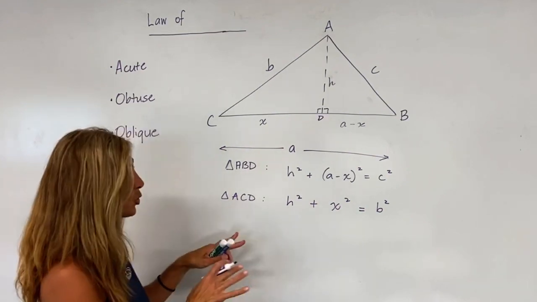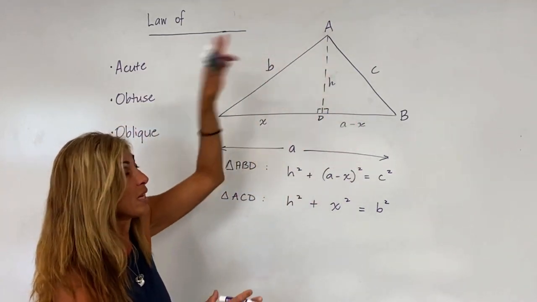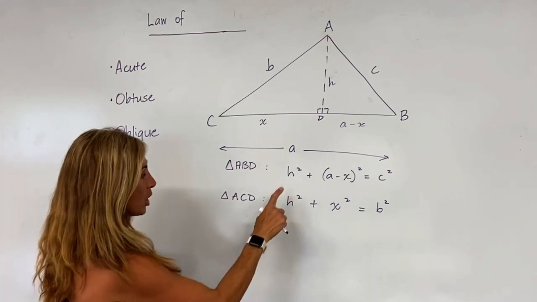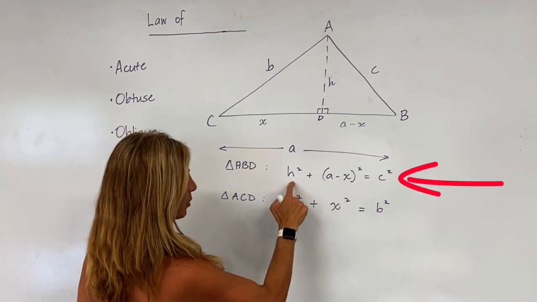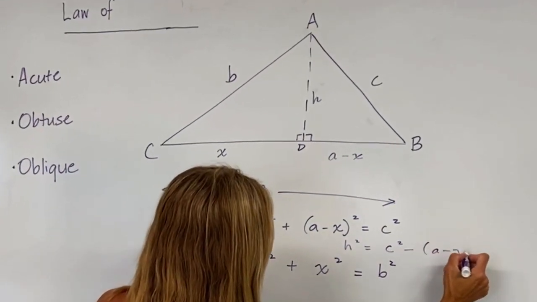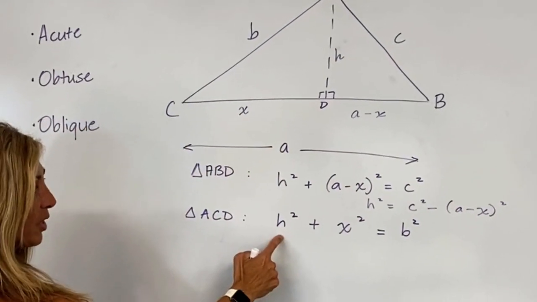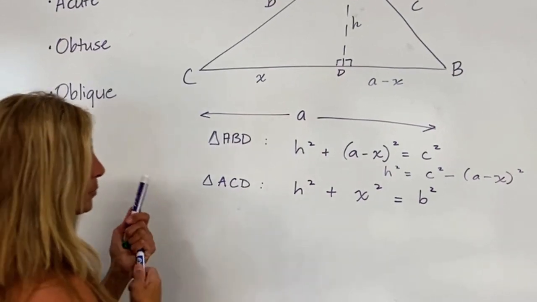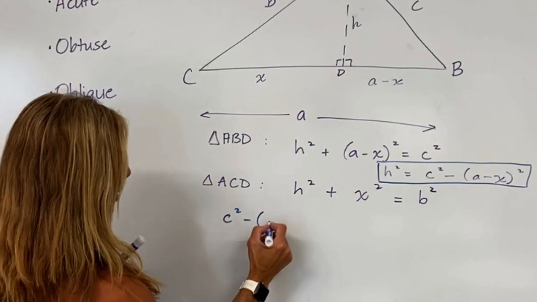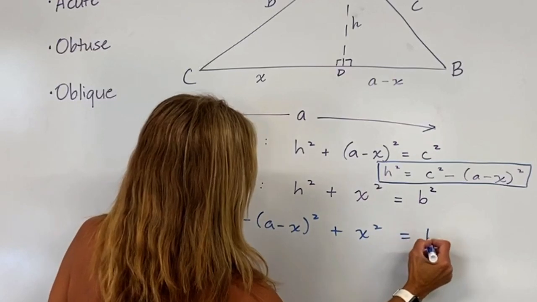Now what we're going to do is somehow use this piece of information so we can find a relationship between the three sides, a, b, and c. So if we look at this particular equation, if I want to isolate my h squared, which would give me c squared minus (a minus x) squared, I can take that and replace the h squared in the second triangle with that entire quantity. So we have c squared minus (a minus x) squared plus x squared equaling b squared.